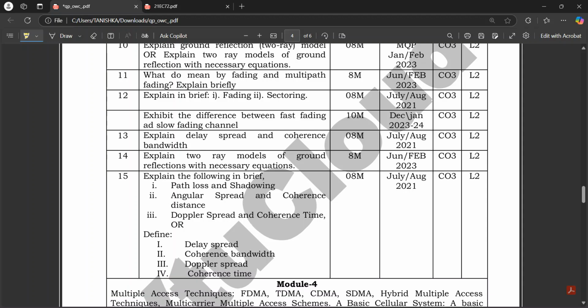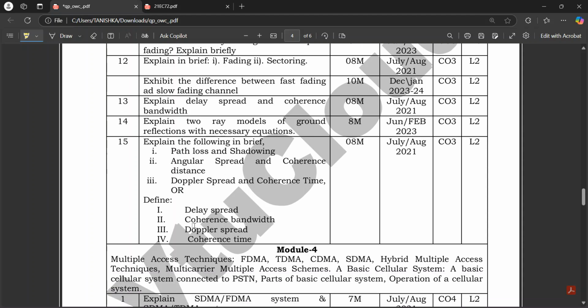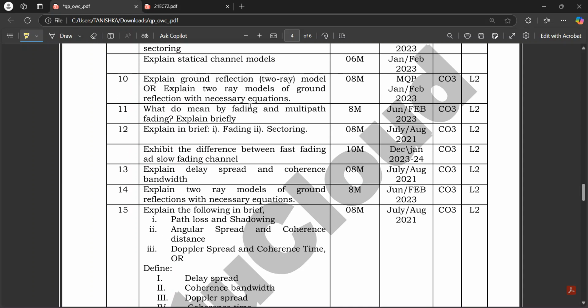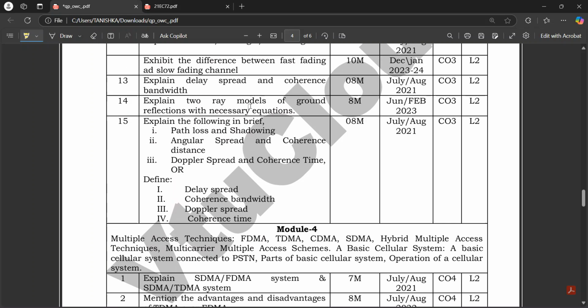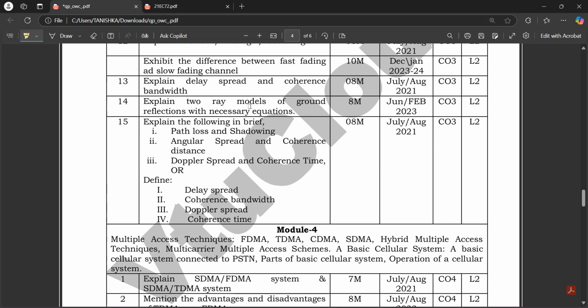Then explain path loss and shadowing, angular spread and coherence, Doppler spread, delay spread, coherence bandwidth, Doppler spread, coherence time. So like these are repeated here also somewhere. Then see, like this is just the question bank. Like what kind of questions you can expect.